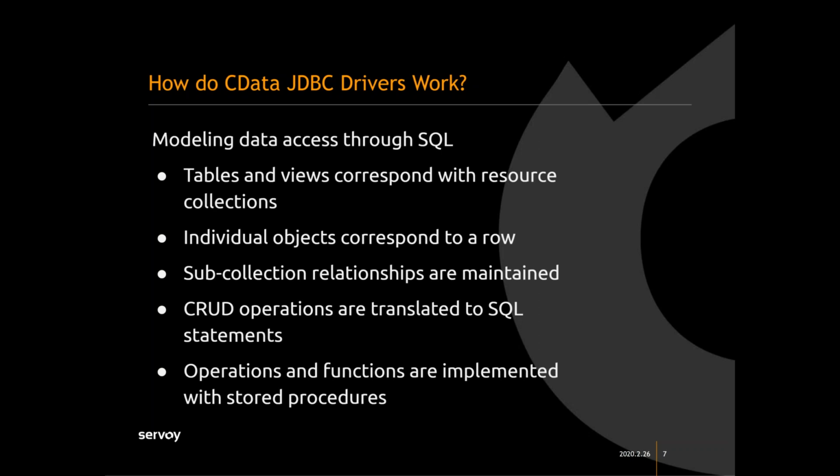The individual objects within a table or view, or individual object within the platform, so a single Salesforce account, will correspond to a row. As you demonstrated, a single contact will correspond to a row. And you also demonstrated that those sub-collection relationships are maintained. Each contact is associated with a specific account. Each opportunity is associated with a specific account. If you're talking about invoices and invoice line items, those relationships are maintained. So the concept of foreign keys exists, even though you're talking to an API.